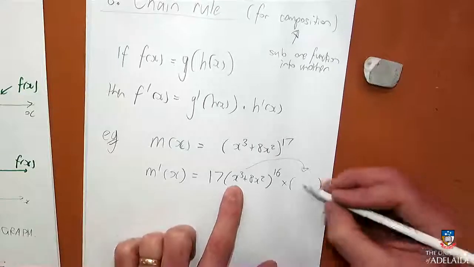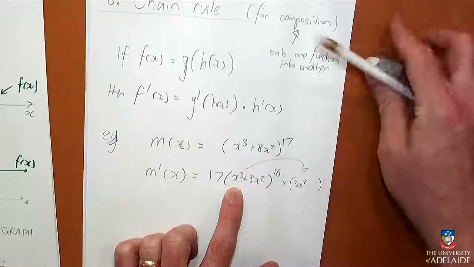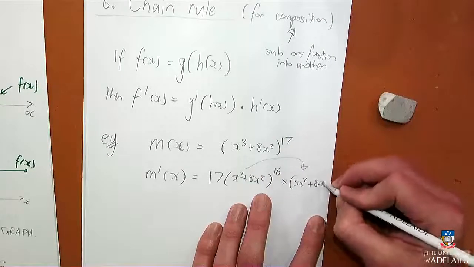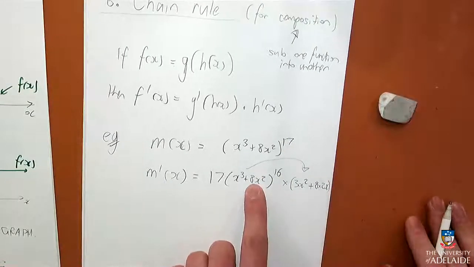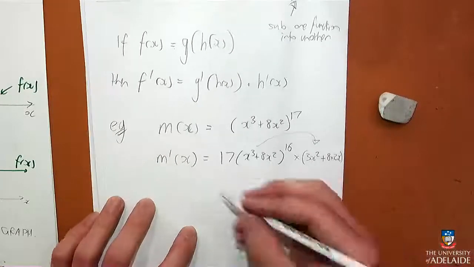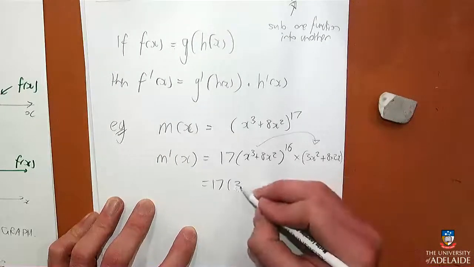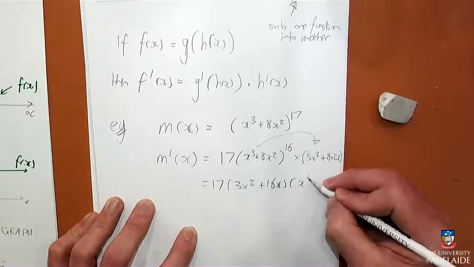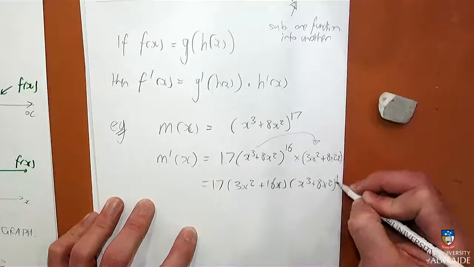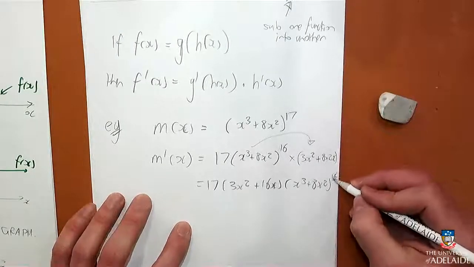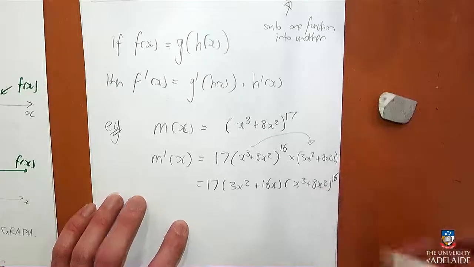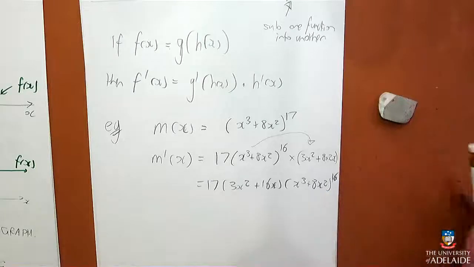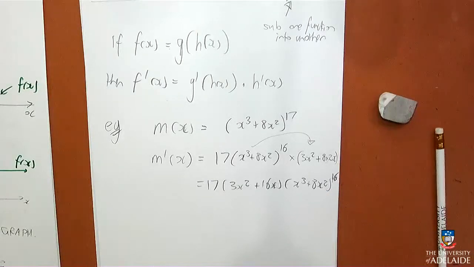And the derivative of this is 3x squared plus 8 times 2x. Because the 8 is a constant multiplied on, and I'll have to do 2x. And so I get 17 times (3x squared plus 16x) times (x cubed plus 8x squared) to the 16. Now there's absolutely nothing stopping me from keeping it in the order it was. It's just tradition to have the highest powers at the right hand end, that's all. And that's how the chain rule works.